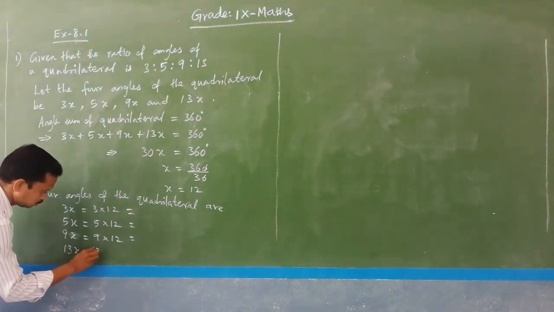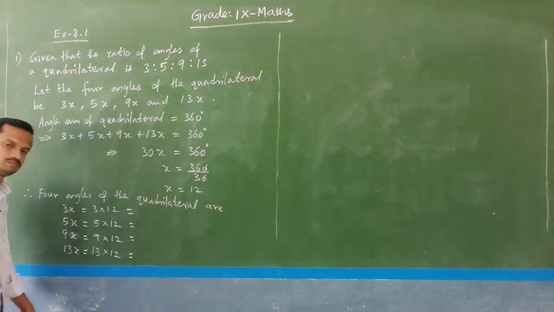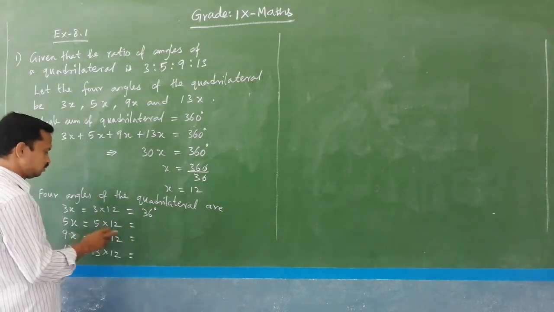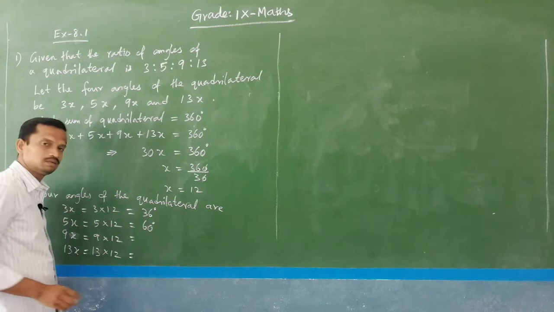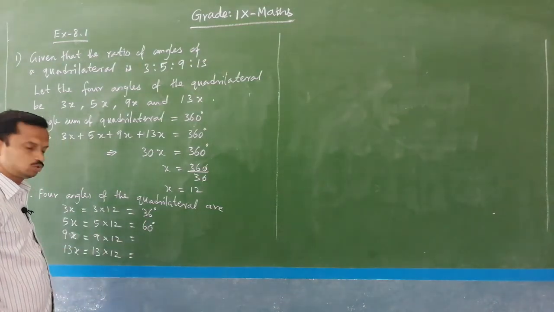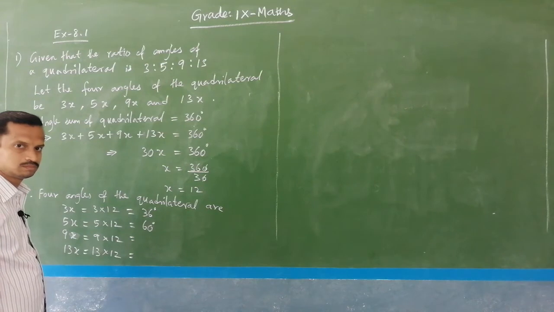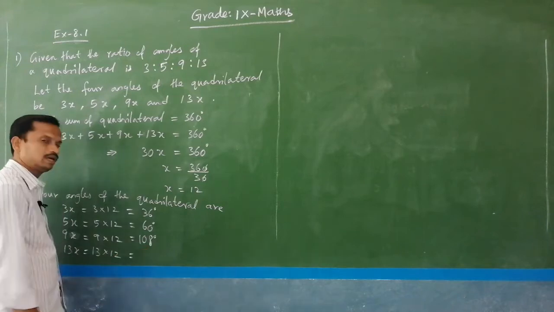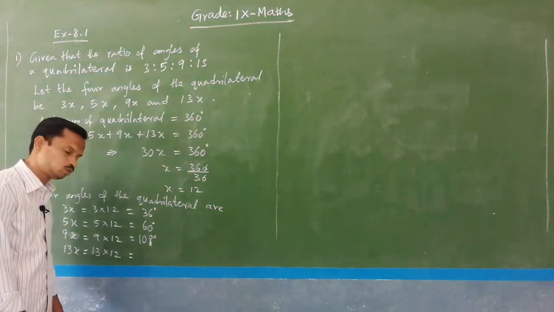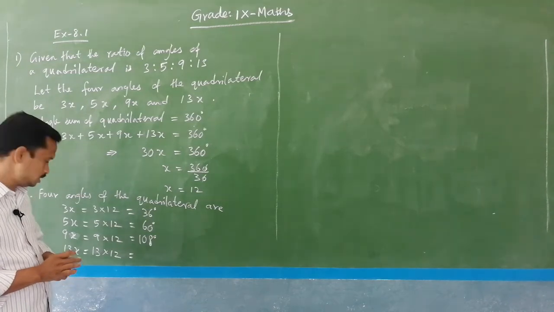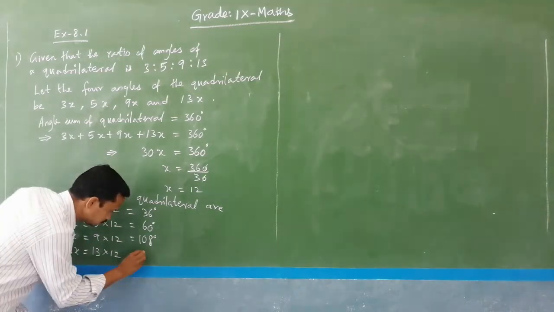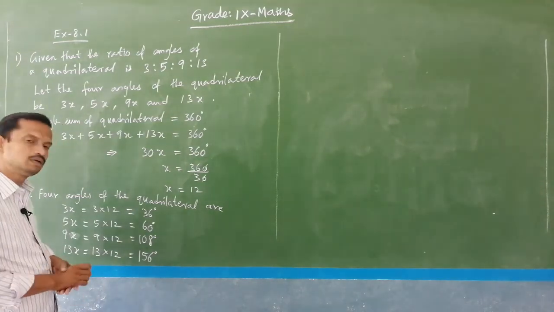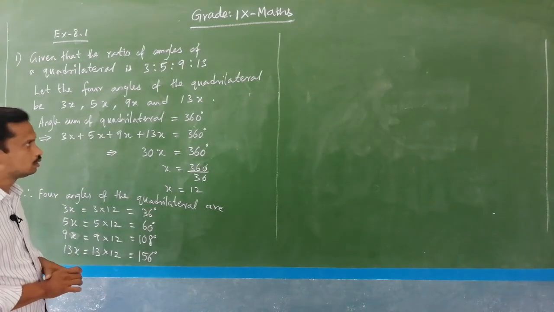So, 13 into 12, just multiply only. 3 12s are 36 degrees, and then 5 into 12 is 60 degrees. You have to do 9 into 12, okay, and then 13 into 12 is 156. Just you multiply, you will get it right. If you add all, definitely you will get what? 360 degrees. And now let us move to the next sum.